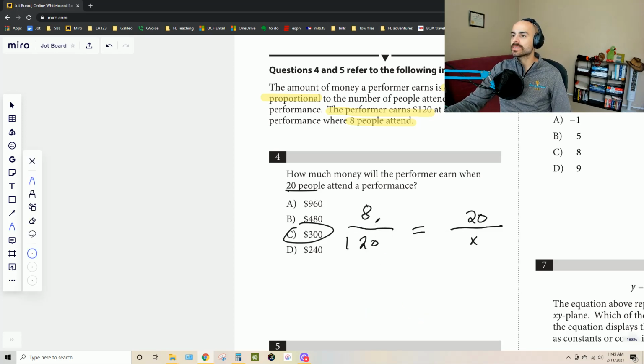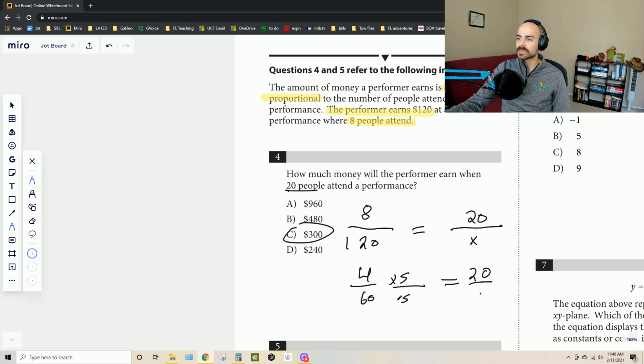Alternatively, you can see that you're trying to get 8 to turn into 20. What number does that? Well, there's not an integer that does that, just decimals, but you can reduce both the top and bottom by 2, which would give you 4 over 60. And to get that to turn into 20 over whatever this number would be is easier, because 4 times 5 equals 20, which means that's what we also want to multiply the bottom by. And then 60 times 5 is 300, giving us C.